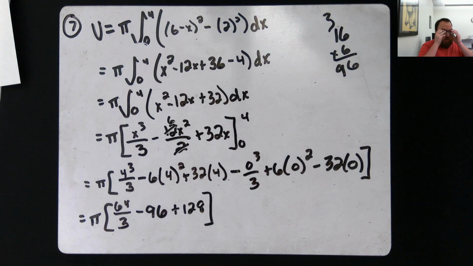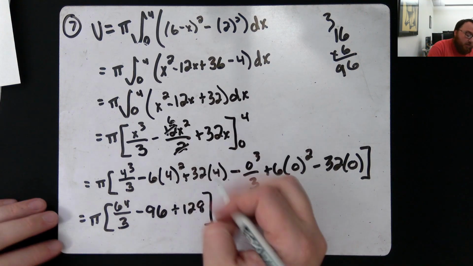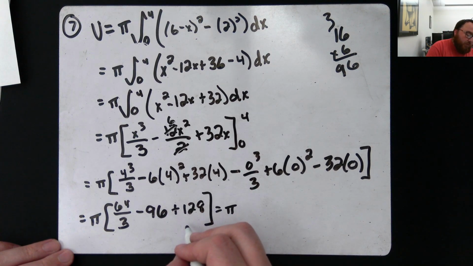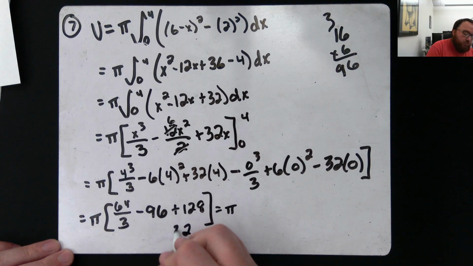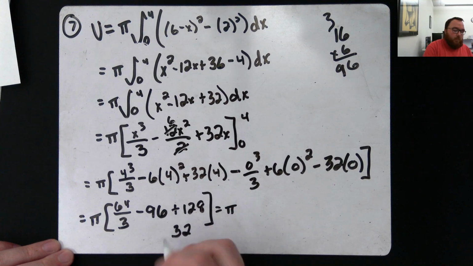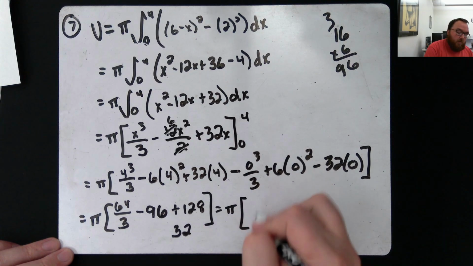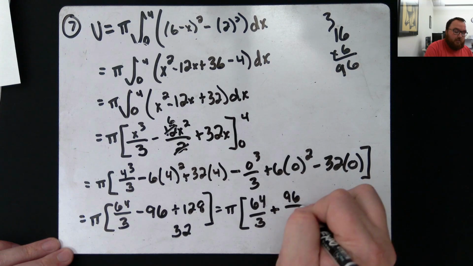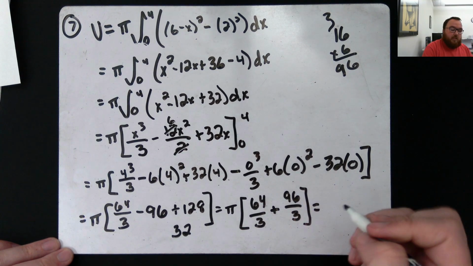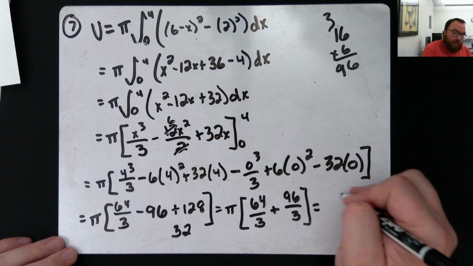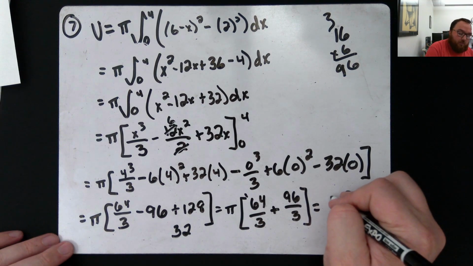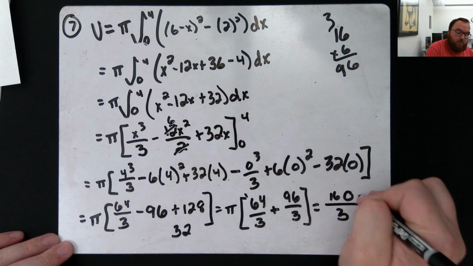The common denominator here would be a 3. So if it helps, we can go ahead and do this. Negative 96 plus 128 is going to be 32. So plus the 32 there. Common denominator is 3. 32 times 3 is 96. 64 plus 96 is, carry the 1, 7, plus 9 is 160 over 3.